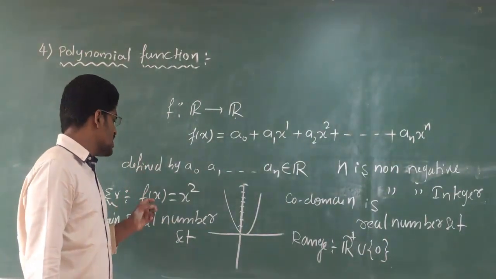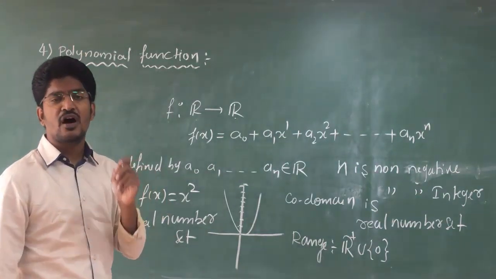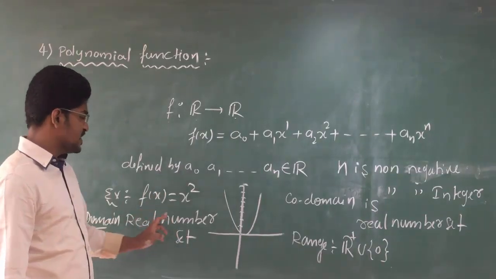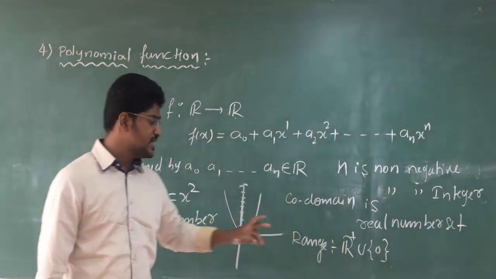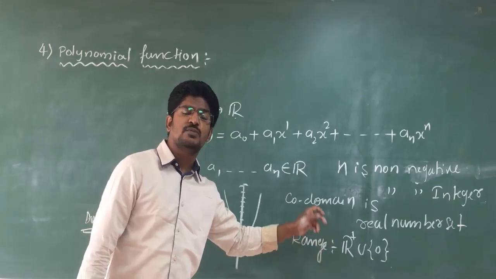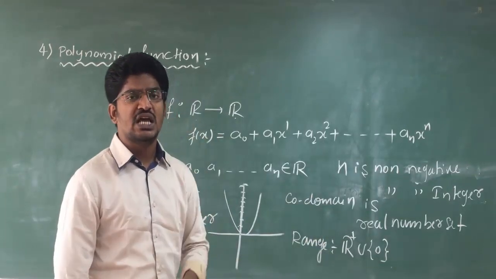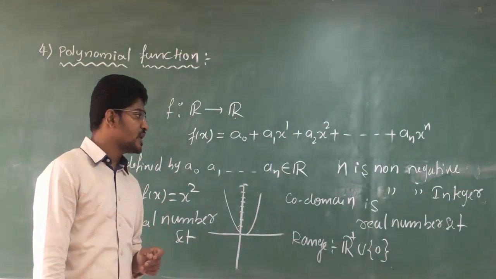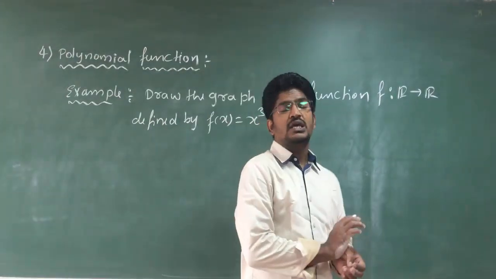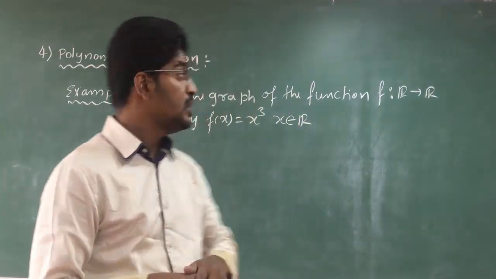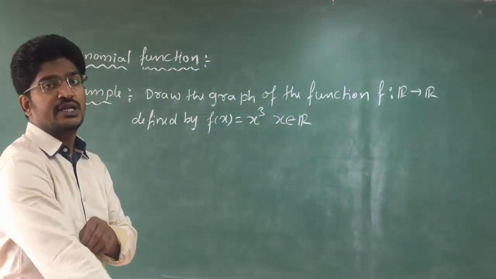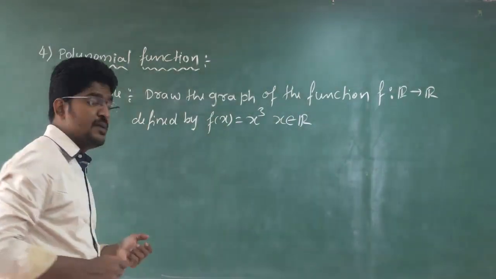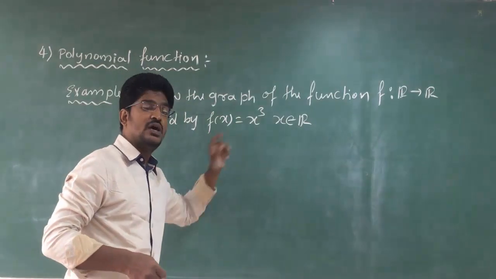Clear? So for example, you can write a function f from R to R defined by f of x equal to x square. Domain is the real number set, codomain is the real number set, range is R plus, that means the positive real numbers union the singleton set 0, and this is the graph. Clear? Okay students, now let us see another example on polynomial function. We already saw f of x equal to x square. Now let us see the next example, that is f of x equal to x cube.